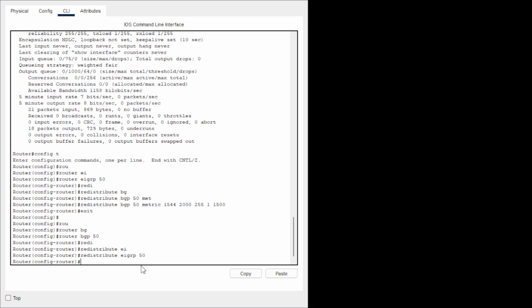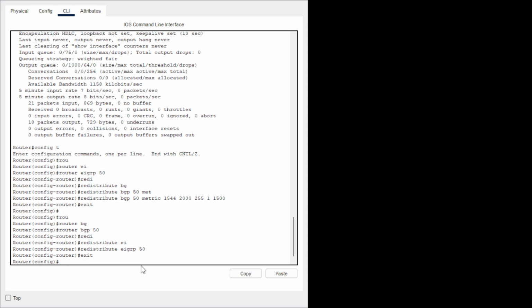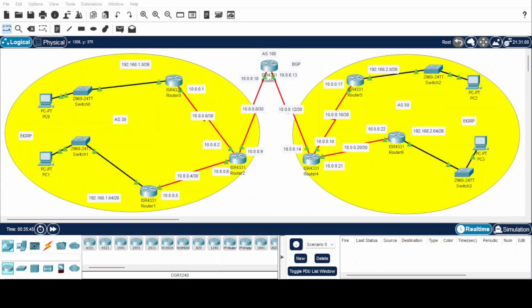So now the two routers know each other, both internal and external. We share the information between them. Now let's try to ping from PC2 to PC0 and PC1, from network 2 to network 1.